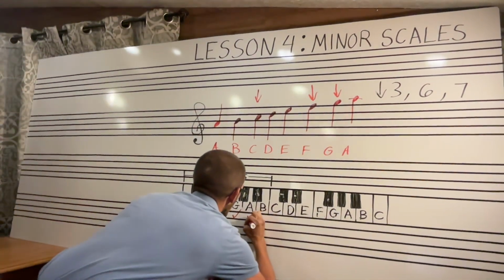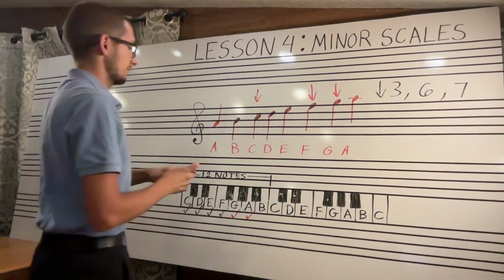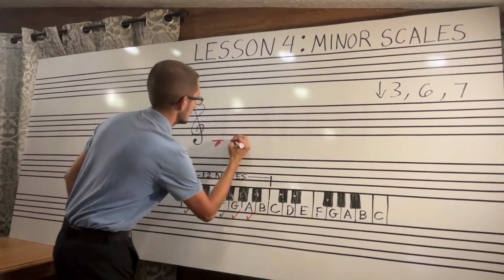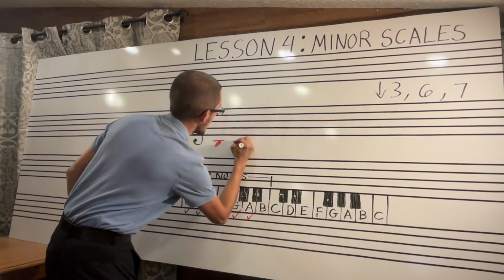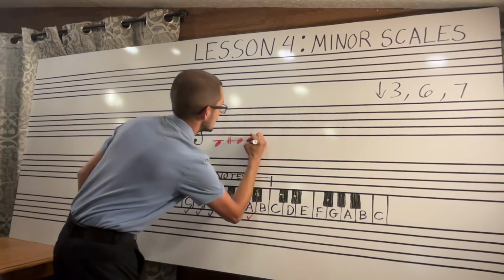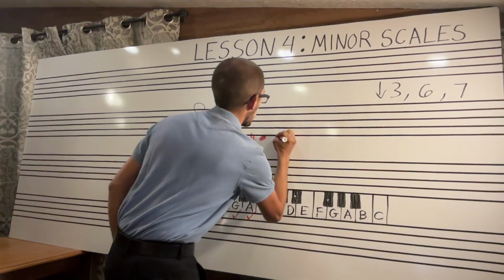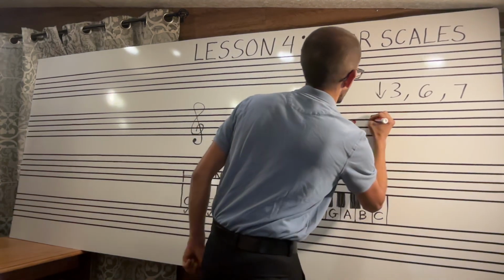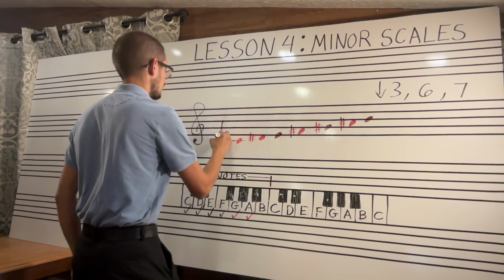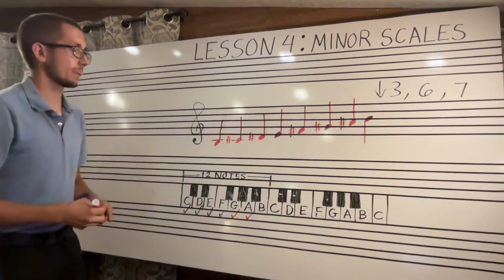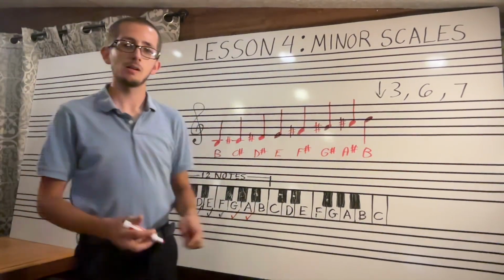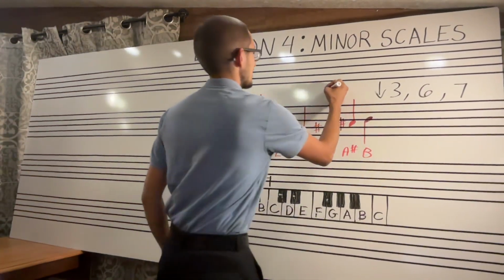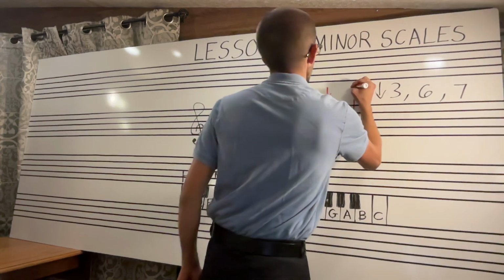Let's go on to our B natural minor scale. We'll start off with our B major scale, and the B major scale has the notes B, C sharp, D sharp, E, F sharp, G sharp, A sharp, and B. This is our B major scale. Let's lower the 3rd, 6th, and 7th.